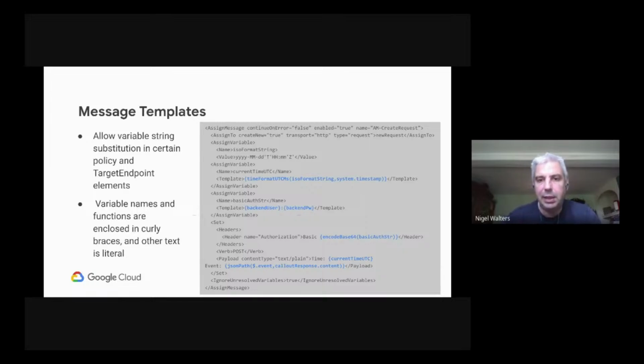as well. So you see here there's some built-in functions like encode base 64. Of course, it's going to do base 64 encoding. You can do things like time formatting. You can also run things like JSON path as well. So quite a powerful capability to enable you to modify and work with what you've got available to generate the requests and responses as you need.